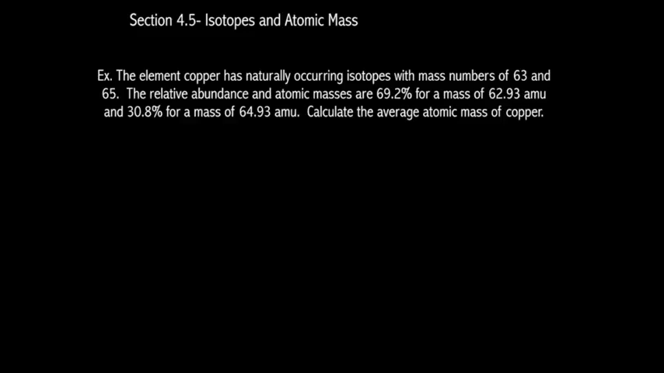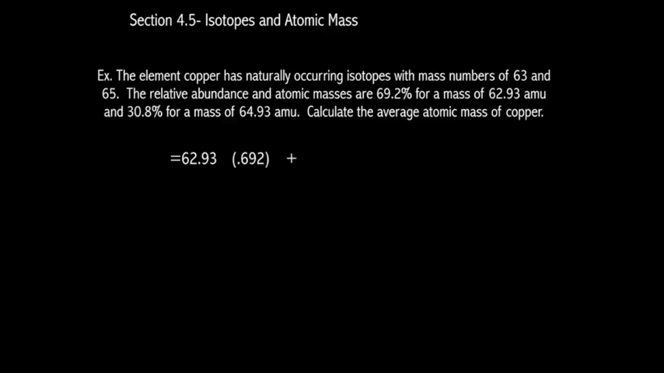So I can't just add these two numbers together and divide by 2, because if I did that, what I would be saying is that each of them has the same abundance, and they don't. So instead, I'm going to do a weighted average. To perform a weighted average, you take the first mass, 62.93, because that is the mass of copper-63, and multiply it by its percent abundance. But we have to make that into a decimal, so I'm going to move my decimal place 2 places to the left to get 0.692.